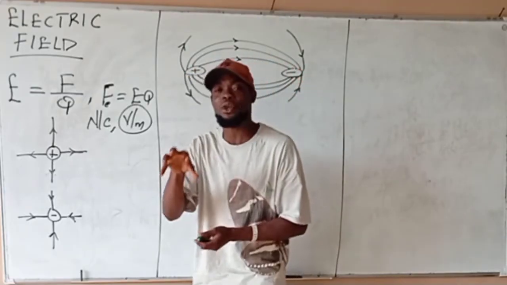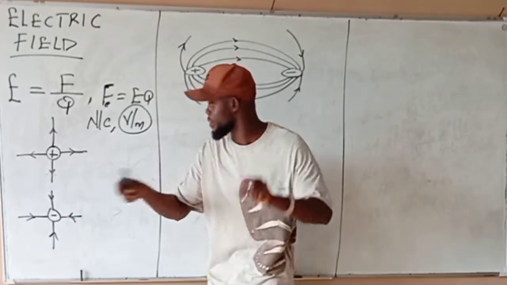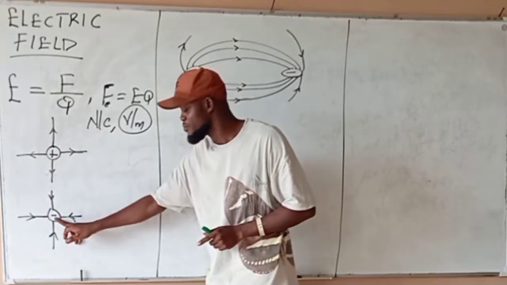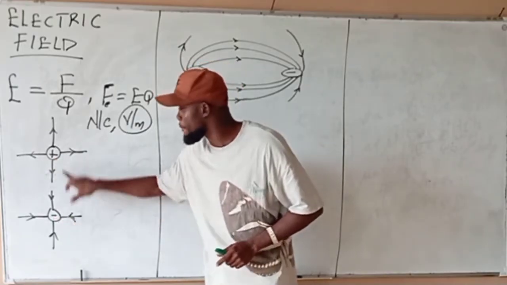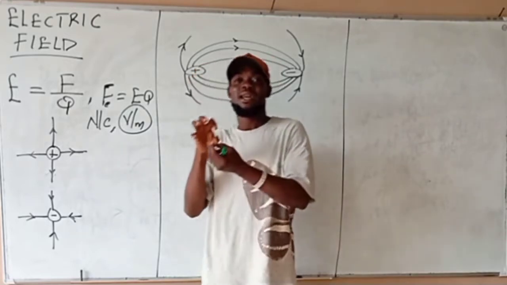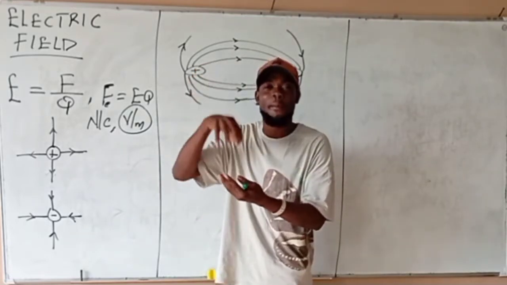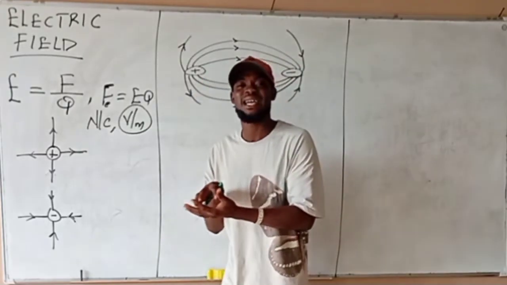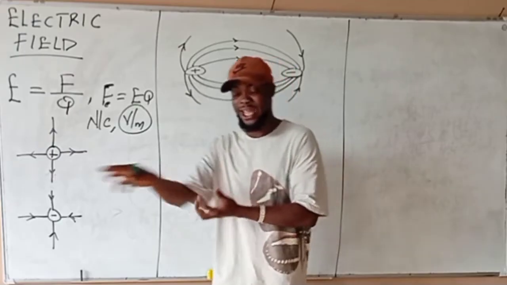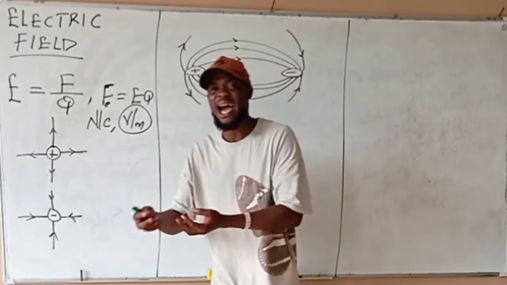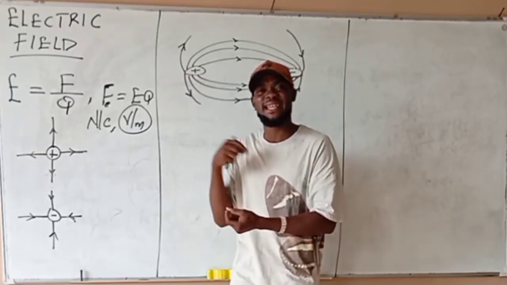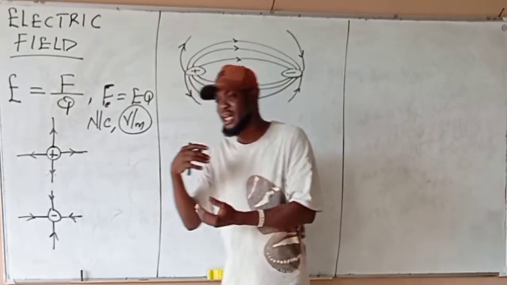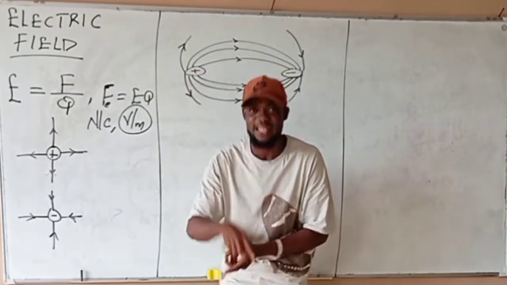Now, from the concept of electric field lines, we have two forms of charge: positive charge and negative charge. Positive means plus, negative means minus. Now, the properties of electric field lines. One property is that electric field lines are always directed away from a positive charge and always towards a negative charge. Take note of that. Electric field will only leave a positive charge and it will always enter a negative charge.